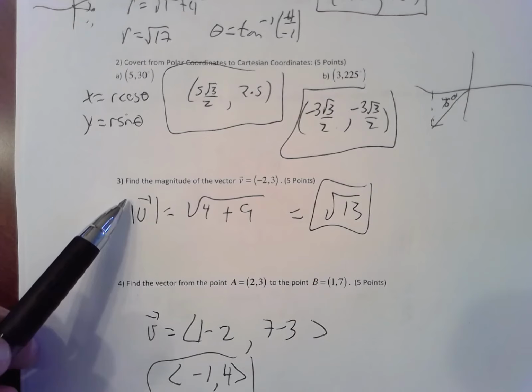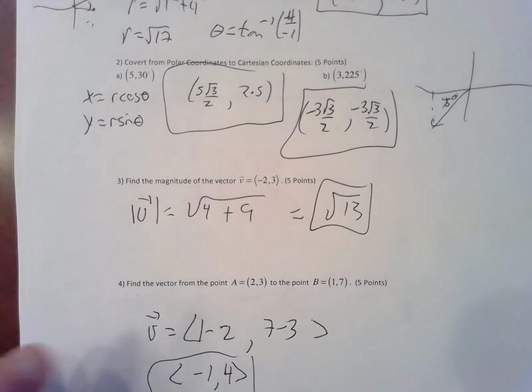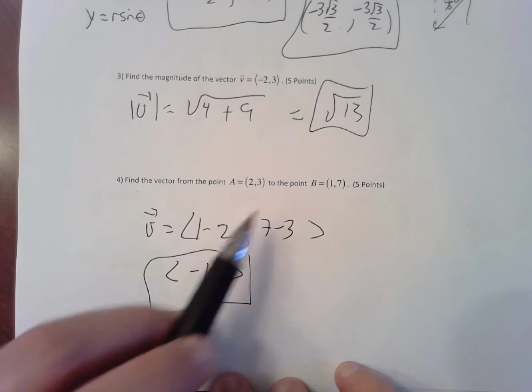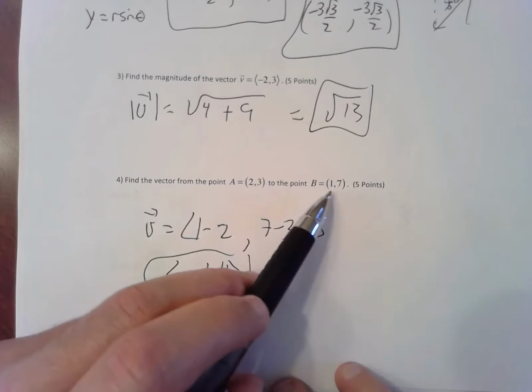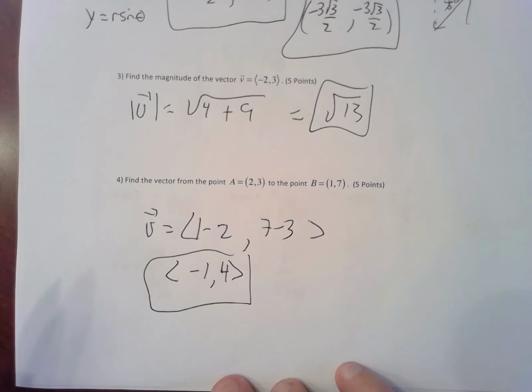Finding the magnitude of a vector, square root of x squared plus y squared, we get root 13. The vector from one point to another is final minus initial. So 1 minus 2 is the x, 7 minus 3 is the y.